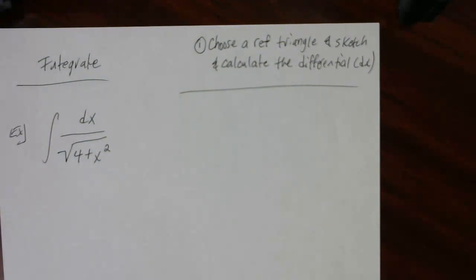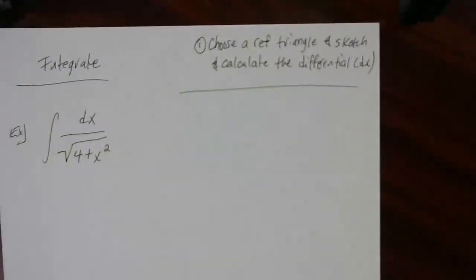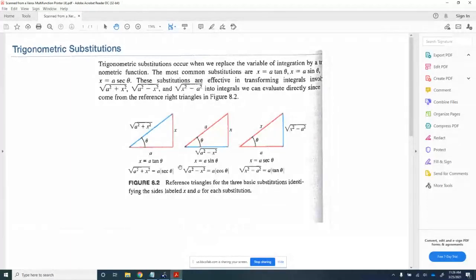All right, so I actually have this on another sheet of paper. So if we look at our 3 triangles, which triangle would we choose? Well, we're going to choose this first triangle simply because it fits our form. We have the square root of a constant squared, where our constant is 4, or an a would be 2, right? 2 squared is 4, plus we have a plus in our radicand, x squared. So I'm going to choose this first reference triangle.